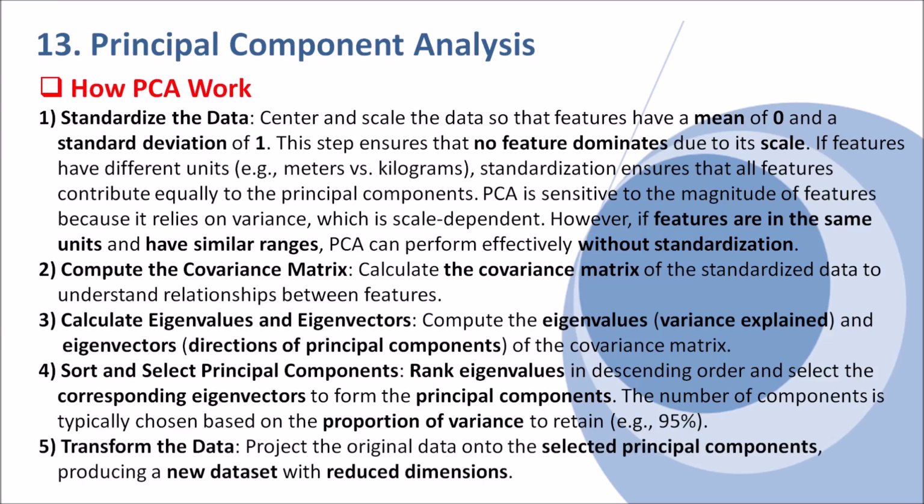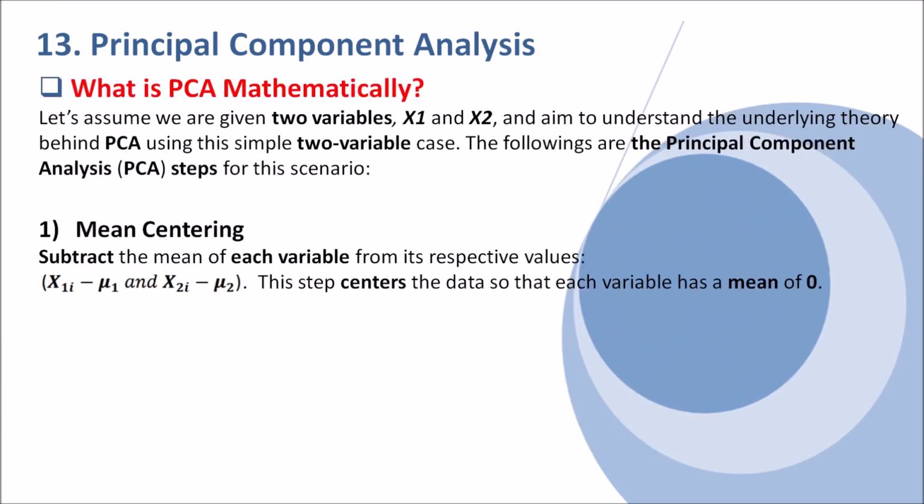Step 5, transform the data. Project the original data onto the selected principal components, producing a new dataset with reduced dimensions. These are the 5 steps of the PCA. In the following section, we are going to see these 5 steps. First, mathematically, we are going to talk about the mathematical foundation of the PCA, namely the mathematical correspondence of these 5 steps. Then we are going to see 2 examples. What is PCA mathematically?